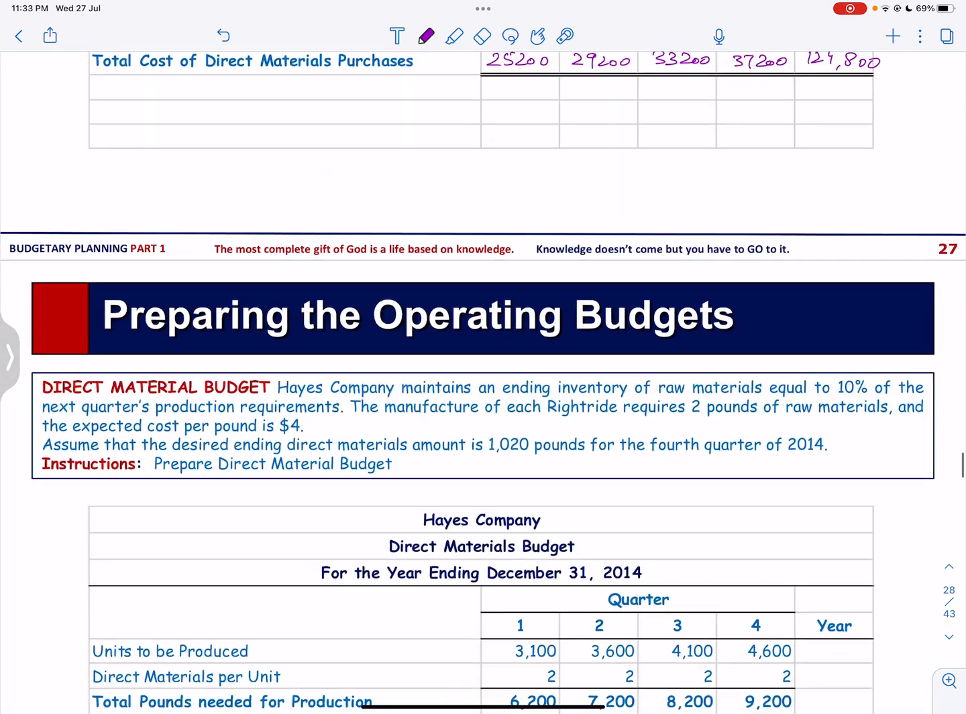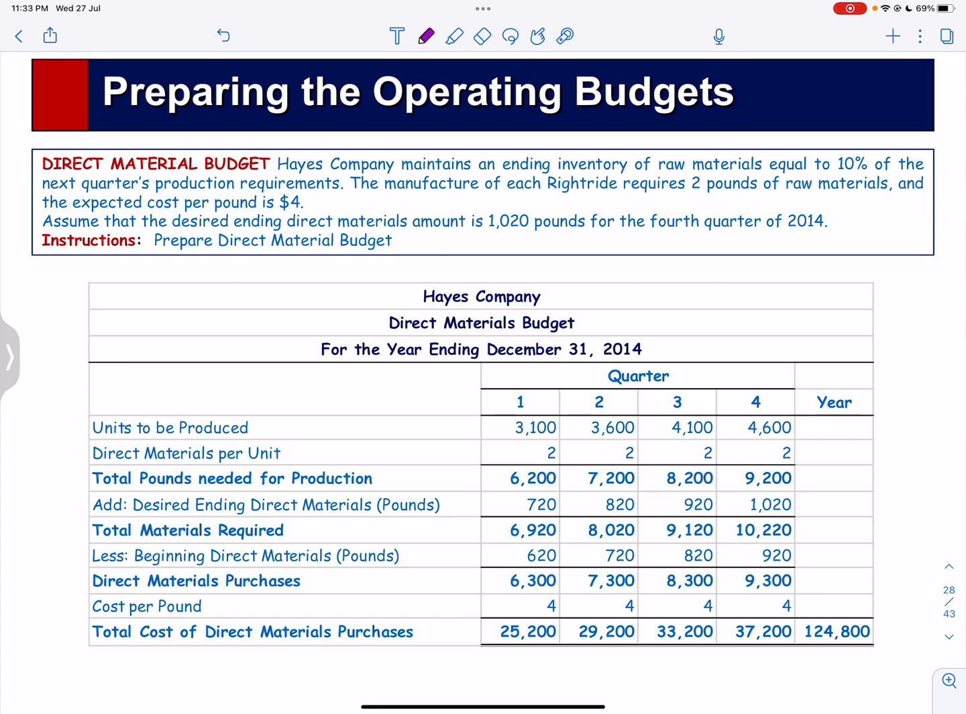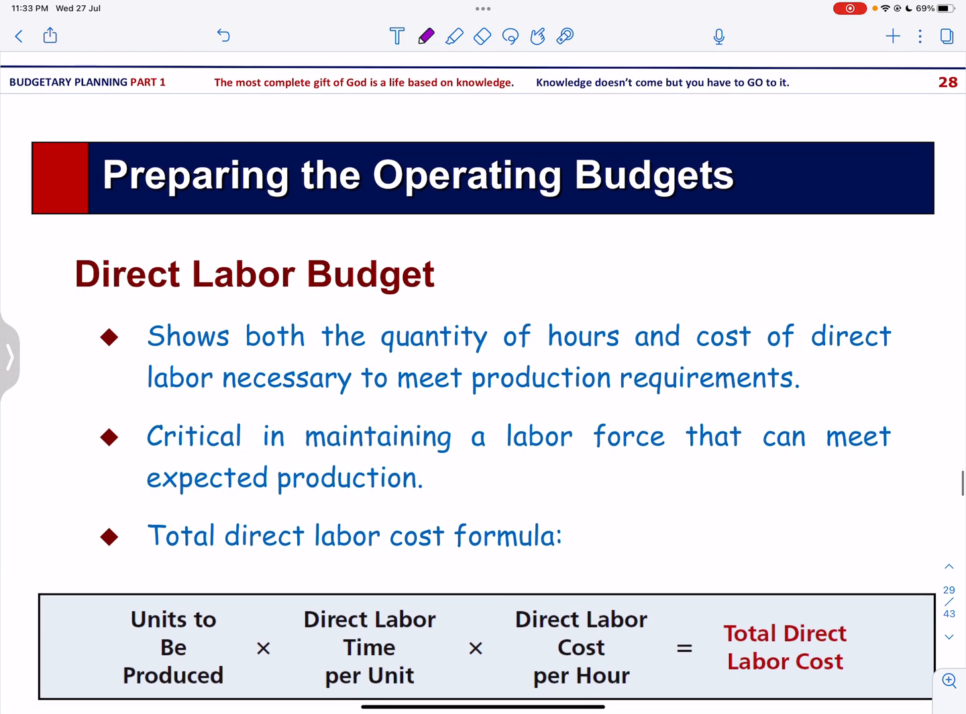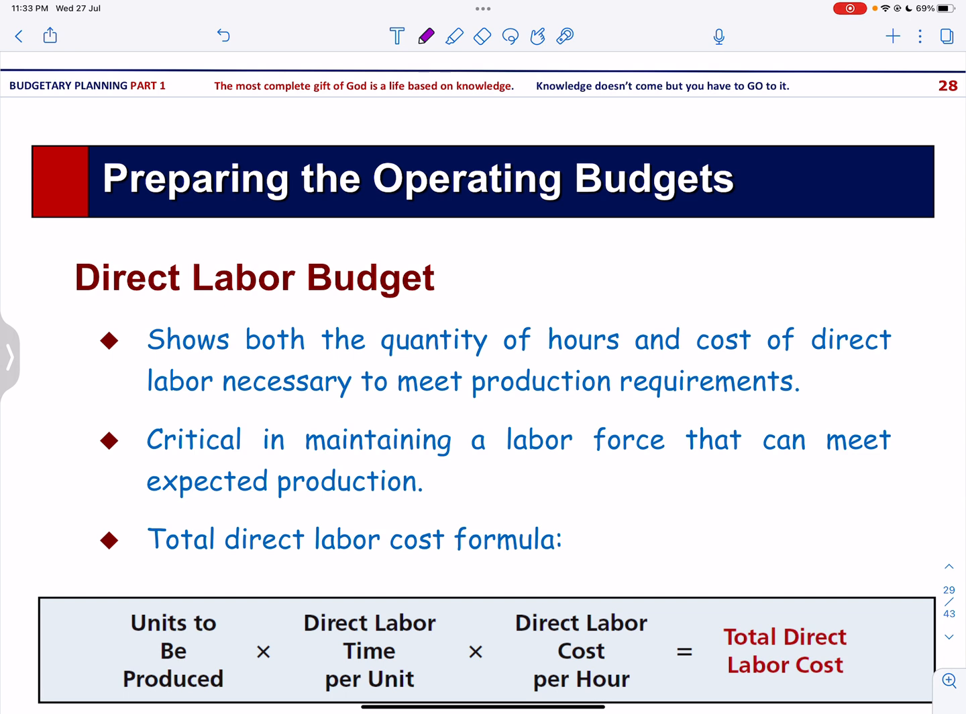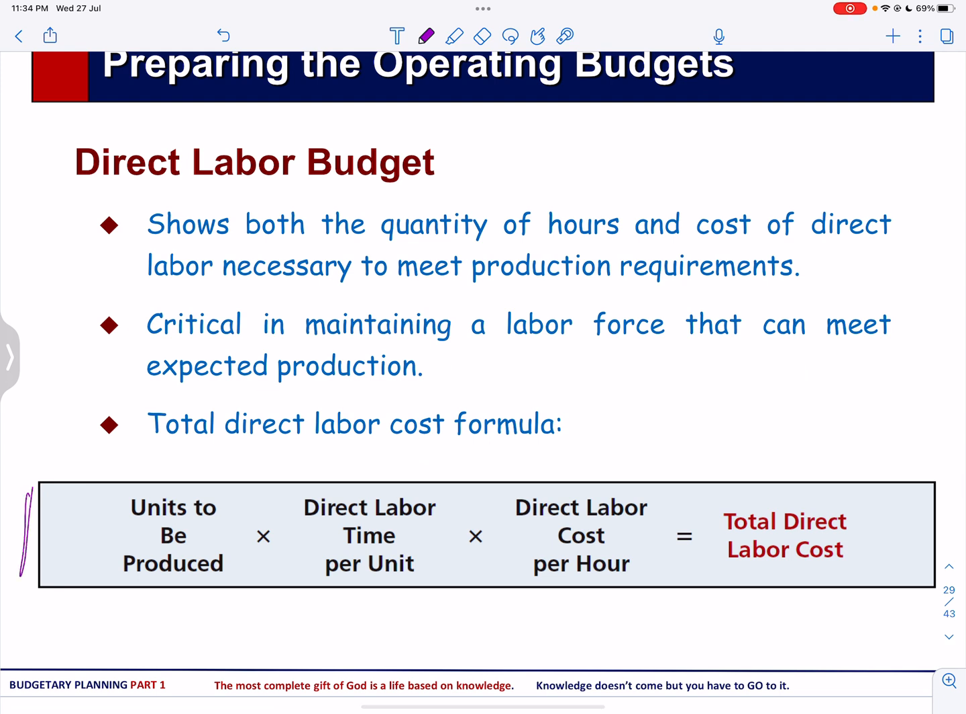I have put the solution in an Excel sheet over here as well, in case you find it difficult to read my handwriting. And after preparing the direct material budget, the next budget to be prepared is the direct labor budget. And direct labor budget shows both the quantity of hours and cost of direct labor necessary to meet production requirements, critical in maintaining a labor force that can meet expected production. The total direct labor cost formula is given over here: units to be produced times direct labor time per unit times direct labor cost per hour is equal to total direct labor cost.